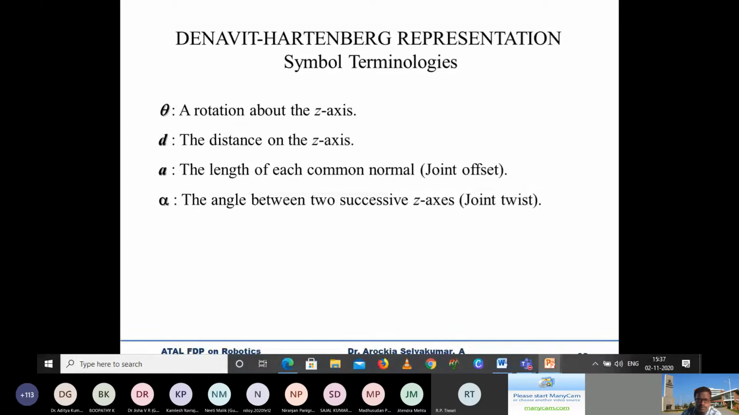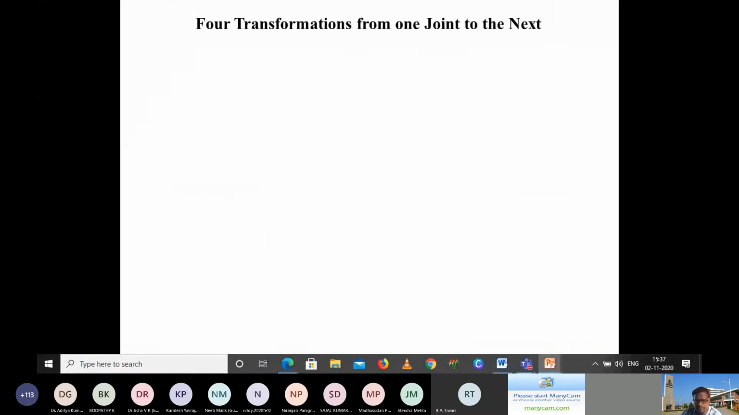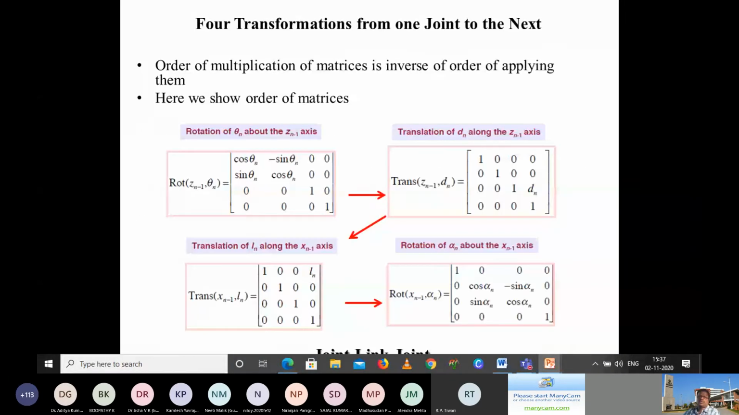So based on these parameters only, one more point you can say, theta and d are joint variables. And based on this, we can formulate a transformation matrix. As I said, the first one is rotation about the Zn axis. The Z-axis rotational formula, you know that: cos theta n, minus sin theta n, and sin theta n, and cos theta n. Here they have taken the previous joint, instead of n plus 1, they have taken n. You can take the same order they have followed in that research paper.